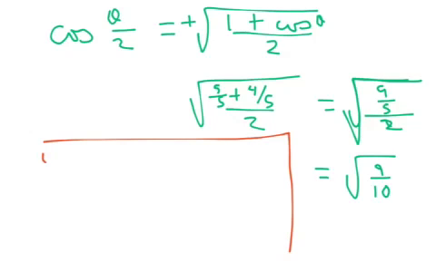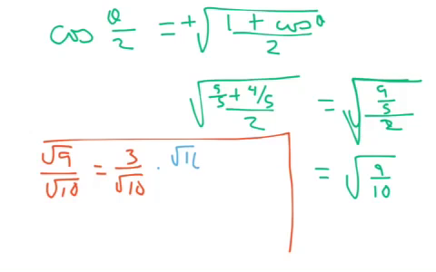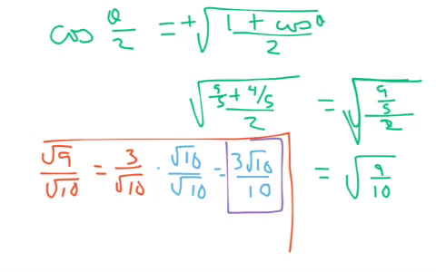So this is the square root of 9 over the square root of 10, which equals 3 over root 10. I have to rationalize my denominator. So I get root 10 multiplied by root 10 over root 10, which is 3 root 10 over 10. And that is your final answer.